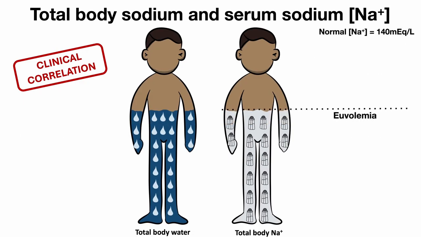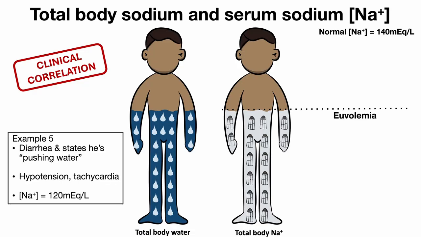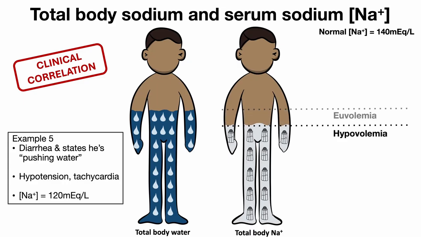In this example, we take a patient who has again been experiencing multiple days of diarrhea and sodium and water loss. But this time, they've been, quote-unquote, pushing the water dock, and they are hypotensive and tachycardic. By exam, they are hypovolemic, which is again reflective of a low total body sodium. In this instance, the patient is also hyponatremic with a serum sodium of 120 milliequivalents per liter. Here, we see a dilute solution where there is more water than salt, a water excess.